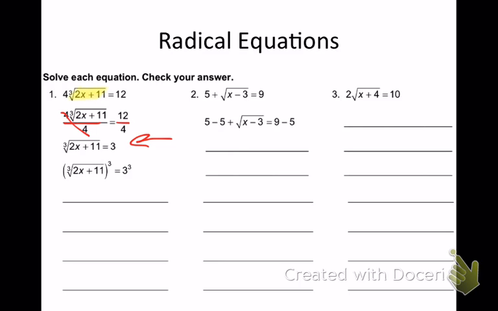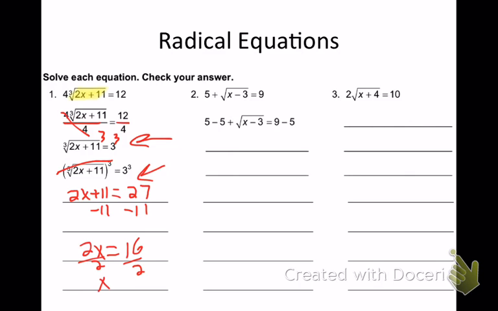Now what's the opposite of a cube root? A cube term. So notice I cube both sides. Cancels. Giving me 2x plus 11 equals 3 to the third, which is 27. So I have 2x plus 11 equals 27. Now I need to solve. What am I going to do to both sides here first? Subtract 11. 2x equals 16. Divide both sides by 2. I get x equals 8.